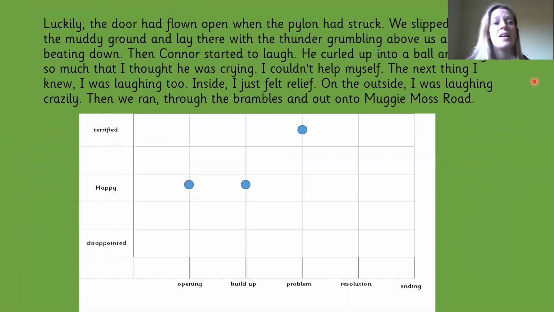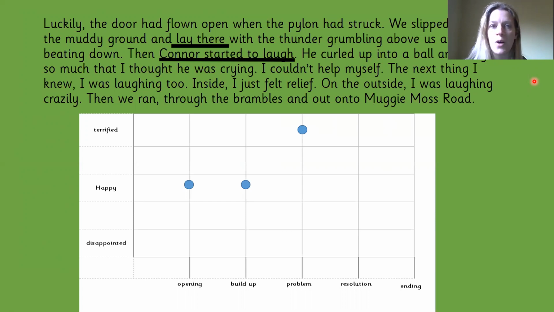Okay, we've got here, luckily, the door had flown open when the pylon had struck. We slipped out into the muddy ground and lay there with the thunder rumbling above us and the rain beating down. So I've highlighted the word that they laid there. I feel like this tells us what they're doing at this moment in time. They're laying there because they don't know what to do. Then Connor started to laugh, but I don't feel like the author's trying to tell us this is a happy laugh. So let's read on some more.